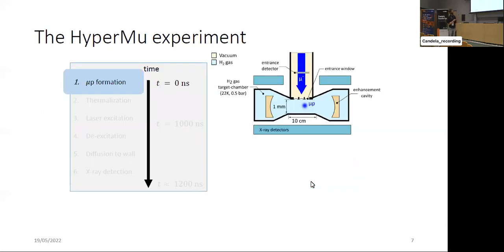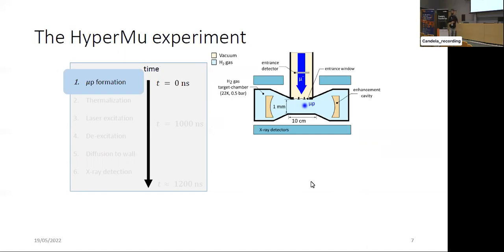So we come in with a muon beam, low energy, individual muons coming in, at a rate of maybe 500 hertz or so. They cross an entrance detector, and the signal from this entrance detector triggers the laser system. The muons are stopped in a very thin, only 1 millimeter thin hydrogen gas target, at cryogenic temperature, 22 Kelvin, and somewhere around 0.5 bars maybe.